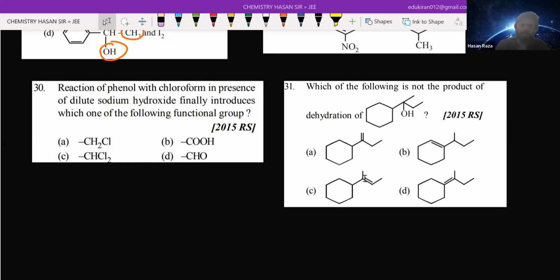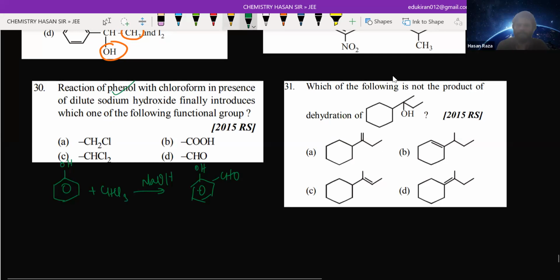Very good. So you can see this is the phenol reaction again. Basically, this is your Reimer-Tiemann reaction. This is your phenol reacting with chloroform in the presence of dilute sodium hydroxide. Finally it introduces which group? Aldehyde, it introduces salicylaldehyde. So this will be the scenario. Okay. Next.